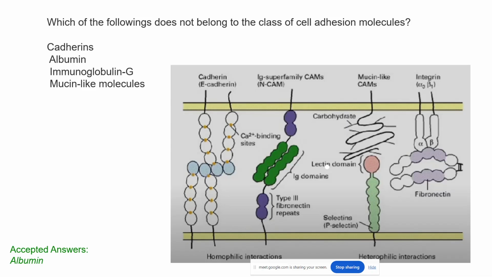Which of the following does not belong to the class of cell adhesion molecules? So the options were cadherins, albumin, immunoglobulin G, and mucin-like molecules. So the correct answer here would be albumin, and the rest of the options, that is cadherin, immunoglobulin G, and mucin-like molecules, as well as integrins, these are all part of the cell adhesion molecules. So the correct answer would be the second option.